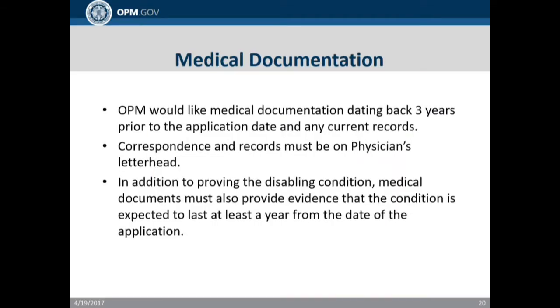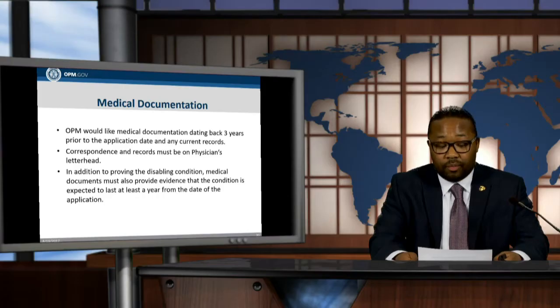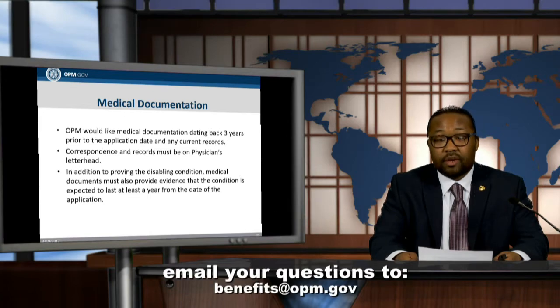Now I'm going to the medical documentation, which is one of the most important parts of the disability application. OPM would like medical documentation dating back 3 years prior to the application date and any current records. Correspondence and records must be on a physician's letterhead. In addition to proving the disabling condition, medical documents must also provide evidence that the condition is expected to last at least a year from the date of the application.